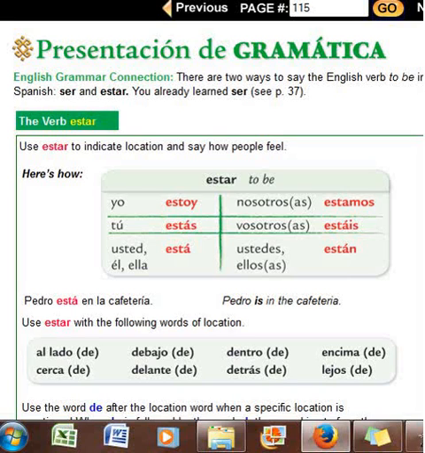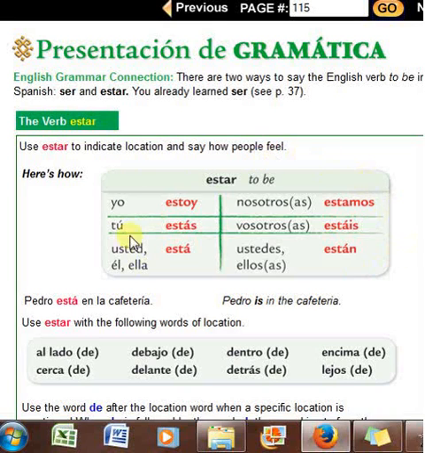Olá! The topic of our class today is the verb to be. Remember we learned the verb to be before? Well, there are two ways to say the English verb to be in Spanish: ser, that we learned before, and estar. Well, what's the difference? We use the verb estar to indicate location and say how people feel.